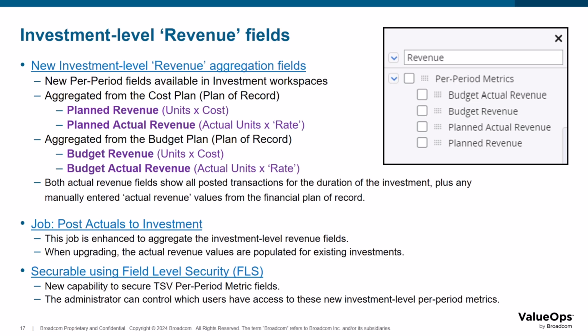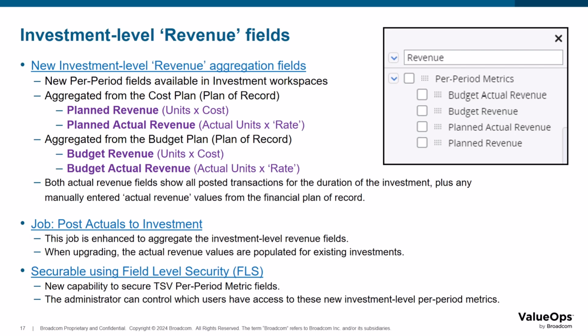Effective alignment of planned and budgeted revenue compared with the actual revenue allows the manager to determine if the investment is meeting its revenue targets. These new fields are available across all investment types and can be secured and used through Clarity where investment fields are configured. These aggregated fields are read-only.